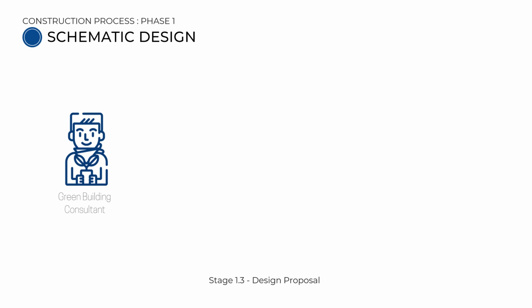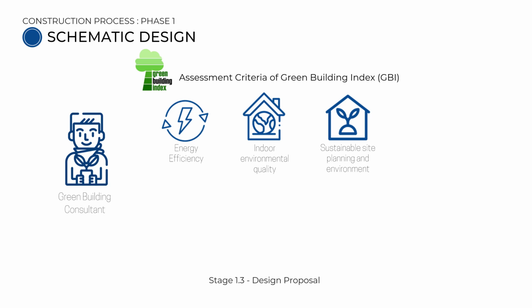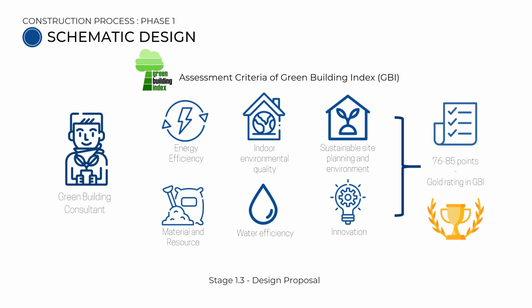She likewise ensures that the building follows the assessment criteria of Green Building Index, which includes energy efficiency, indoor environmental quality, sustainable site planning and environment, environmentally friendly materials and resources, water efficiency and innovation. In order to achieve a gold rating in GBI, the building has to achieve 76 to 85 points in GBI.